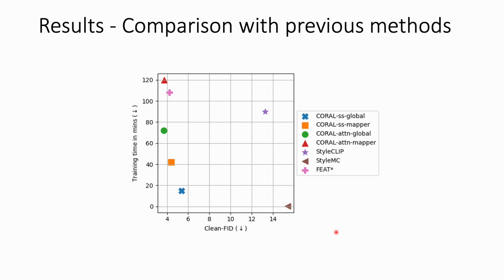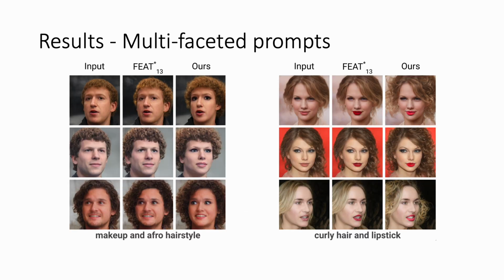Our quantitative results of training time versus clean FID show that our segment selection approach achieves a low FID edit quickly in under 15 minutes of training, and our convolutional attention network based approach obtains state-of-the-art FID score when compared to previous works. This slide studies how FEAT and Coral perform on more challenging multifaceted prompts where the edits come from multiple StyleGAN layers. Our proposed method can generate edits with high fidelity owing to the ability of the method to blend features at any of the StyleGAN layers.